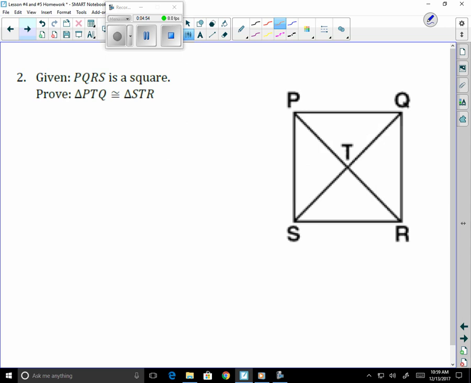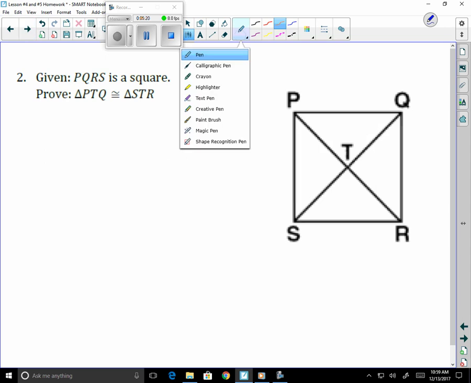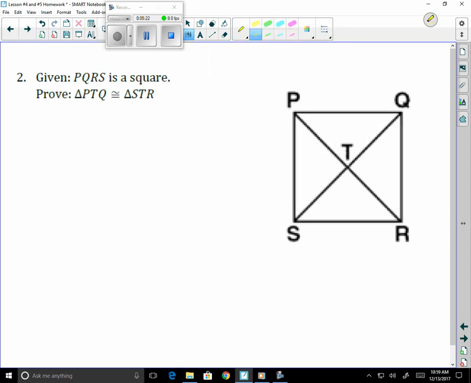The first given says that it's a square, which tells us that I know all the diagonals are congruent. I know that the sides are congruent. I know all the angles are 90 degrees. I know the diagonals bisect the angles. There's a lot that I know, and I could actually do this proof about 5 or 6 different ways. I'm going to do what I think is the most basic and easy way to prove this. So the two triangles that we're talking about are triangle PTQ and triangle STR.